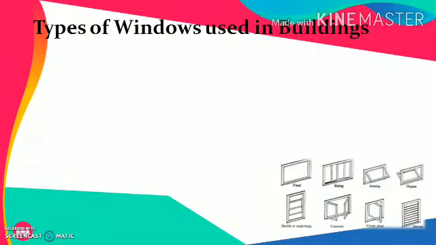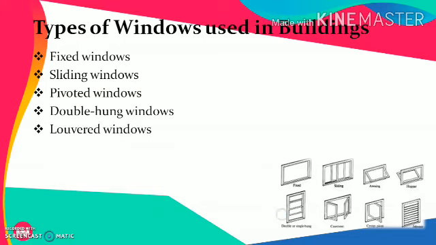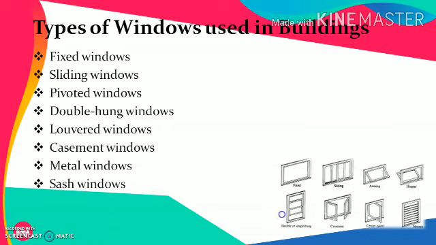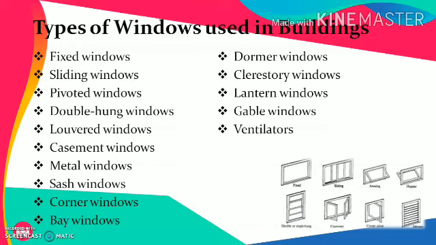So, the types of windows used in buildings: fixed windows, sliding windows, pivoted windows, double hung window, louvered window, casement window, metal window, sash window, corner window, bay window, dormer window, clerestory windows, lantern windows, and gable windows. These are the different types of windows. Along with that, there is a common term called ventilator, which is also used to denote a window. Skylight is a special type of window which is provided at the roof to admit the light.